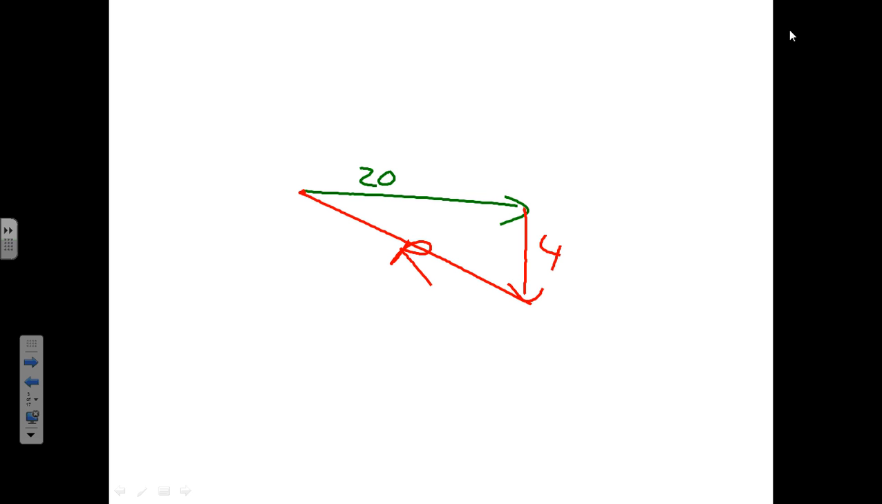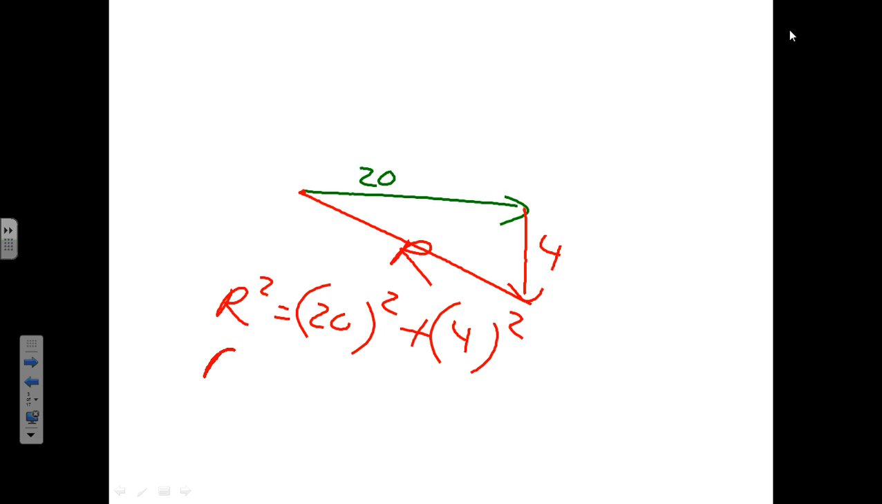Call that R, and just do some Pythagorean theorem work. So R squared is going to equal, this will be 416, right? 416. We need to take the square root of that. 20.4 meters per second. Now remember, we're asking for resultant velocity, not resultant speed. If we ask for speed, that's what we need, right? 20.4. But we need an angle because we asked for velocity.